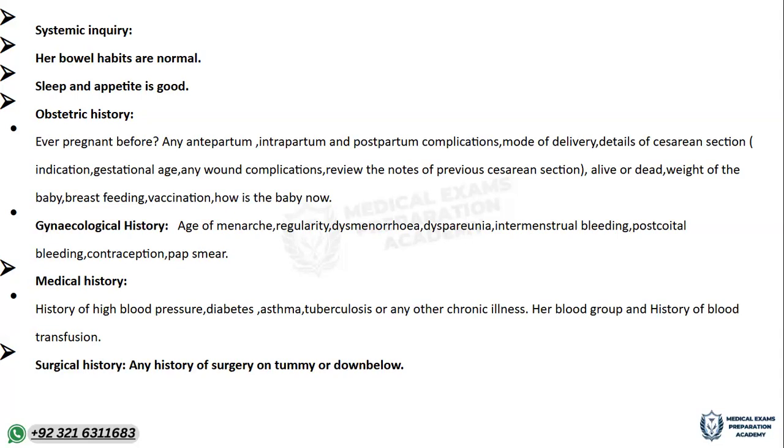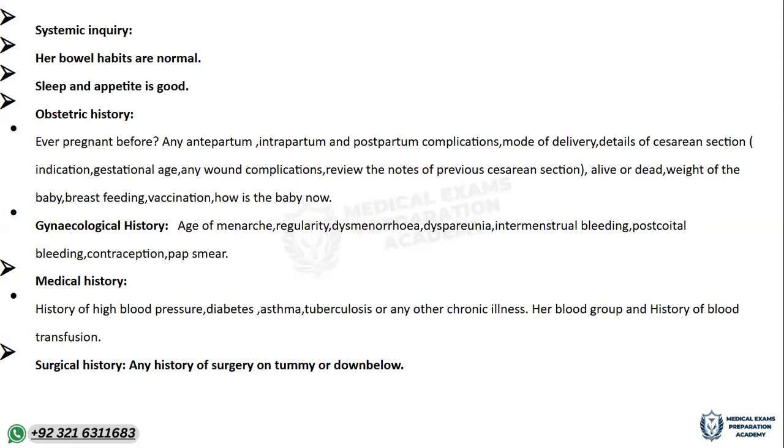detailed obstetrical history. Has she ever been pregnant before? Is there any history of antepartum, intrapartum, and postpartum complications? In antepartum, you will ask the history of hypertension, diabetes, or any concerns about the growth of the baby. And intrapartum, you can ask about the delivery complications, any prolonged labor, or any other concern. And postpartum, you can ask the history of the postpartum hemorrhage or any other history like DVT or postpartum depression.